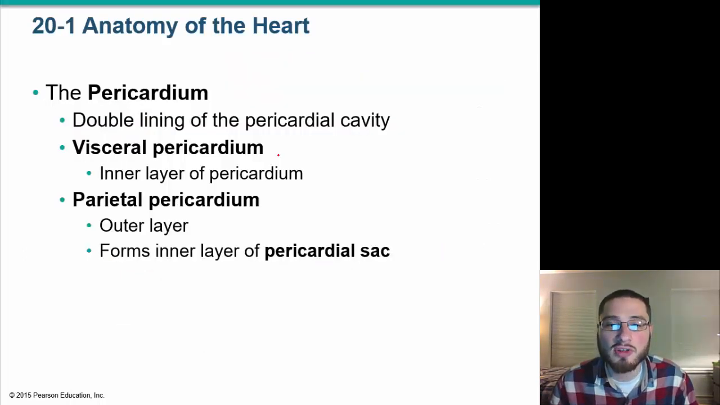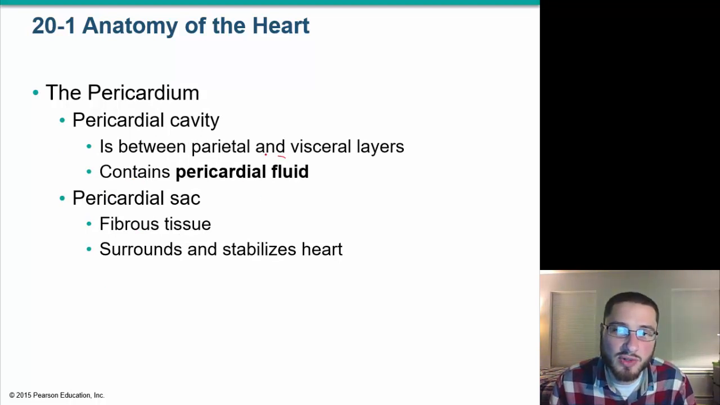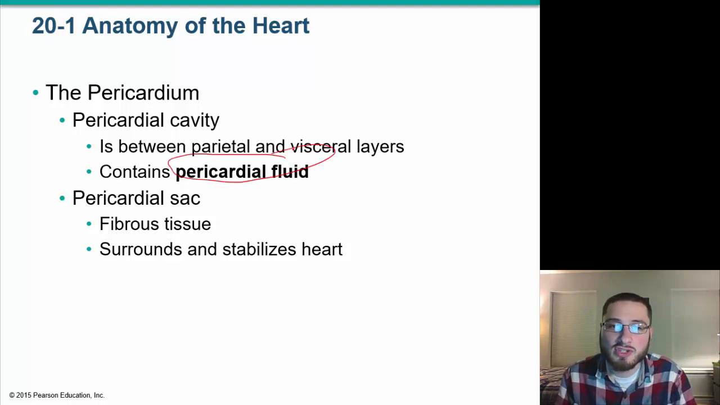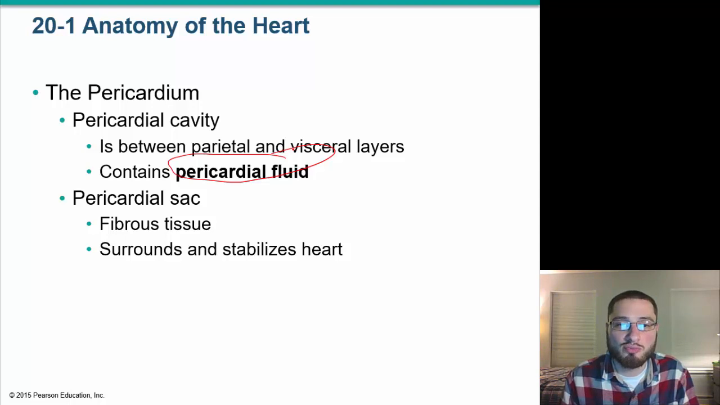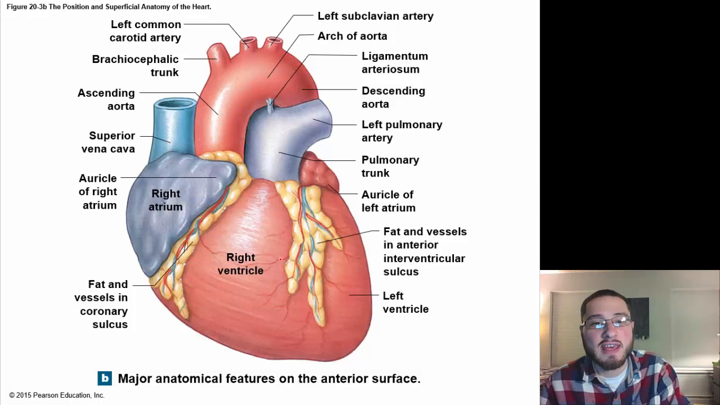The pericardium is a double lining of the pericardial cavity. You have the visceral, which is the inner layer of the pericardium, and then you have the parietal layer, which is the outer layer. So the parietal pericardium is the outer part, and it forms the inner layer of the pericardial sac. The pericardial cavity is between the parietal and the visceral layers, and it contains this fluid, pericardial fluid, and that allows the heart to really move freely so that it can continue to pump and not have any friction. The pericardial sac is a fibrous connective tissue, and it surrounds and stabilizes that heart.